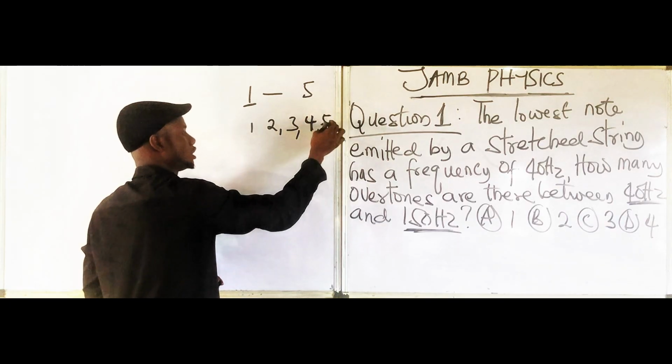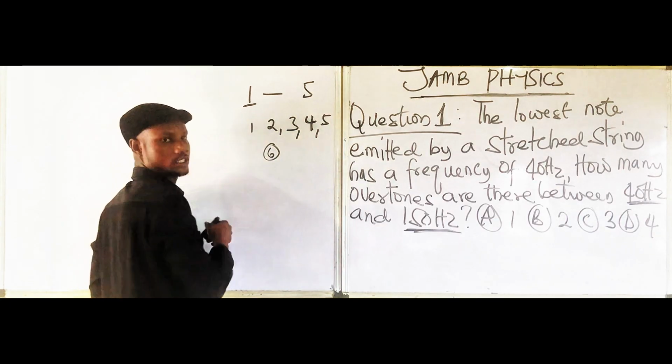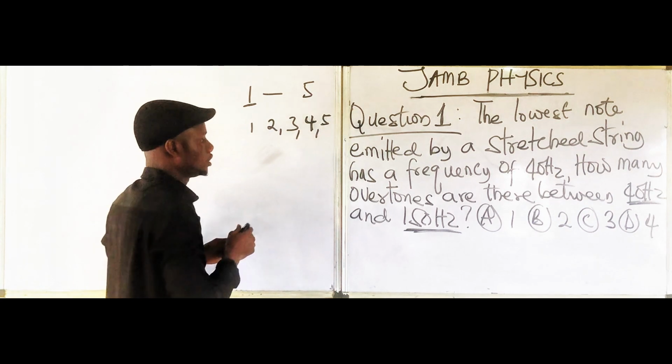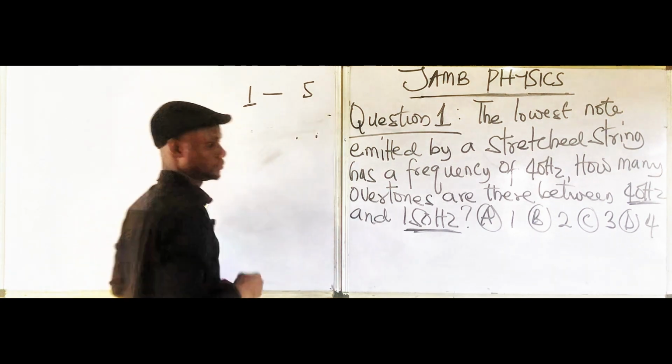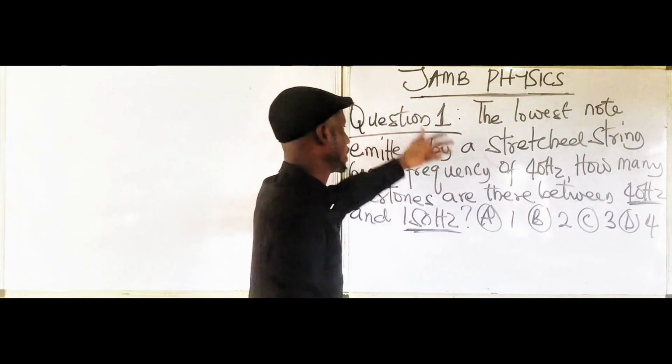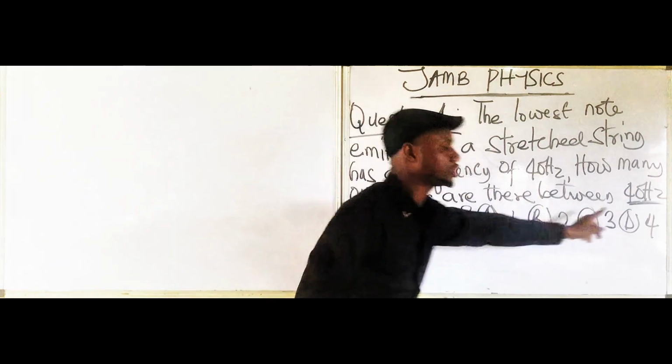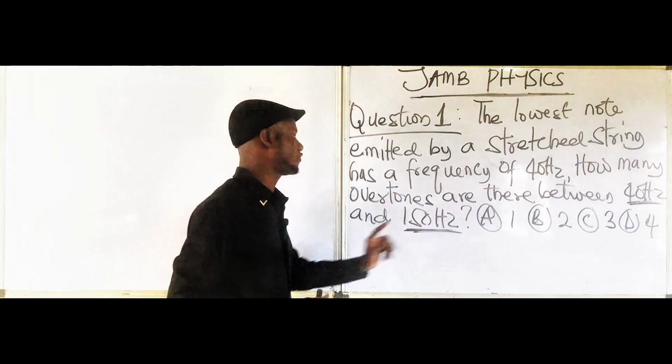If I have 5, it's included. But if I have 6, it's not included here. Please take note. So that means the same thing here. They say we should find the frequency. Okay, that means in this question here, they say we should find the overtone between 40 Hz and 150 Hz.